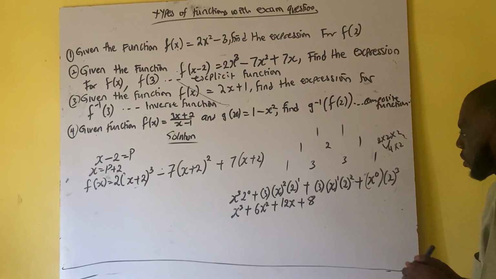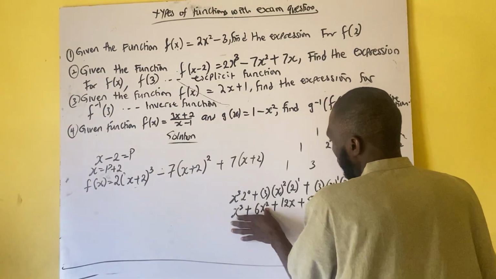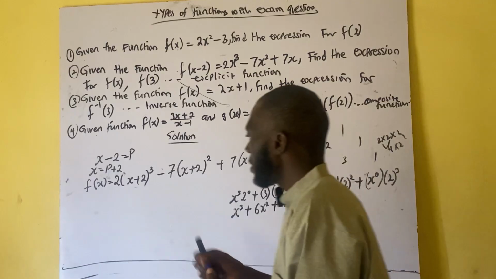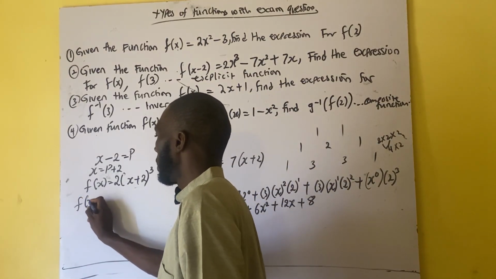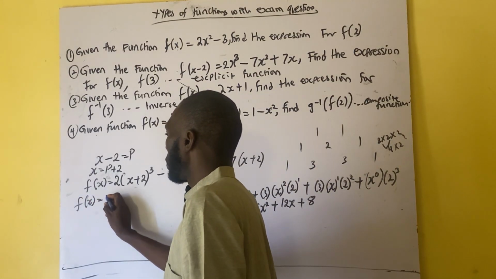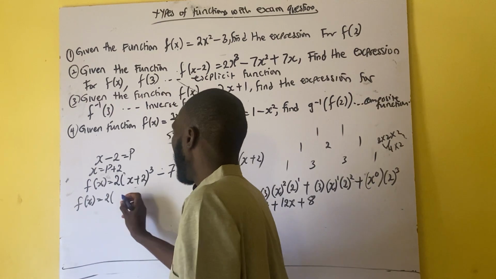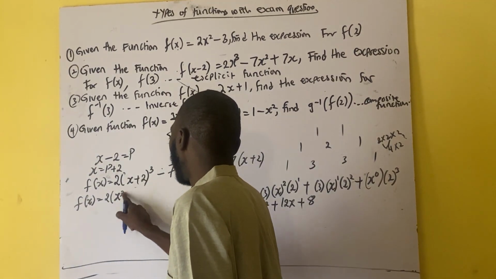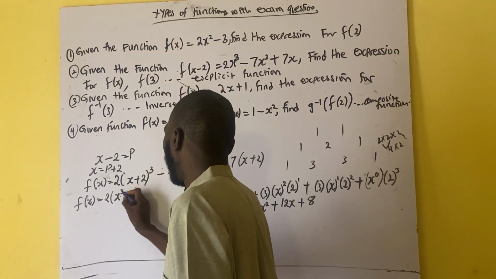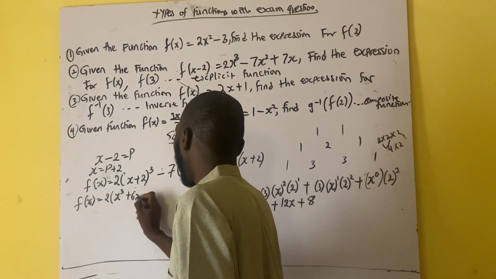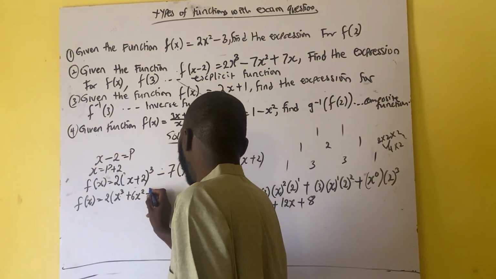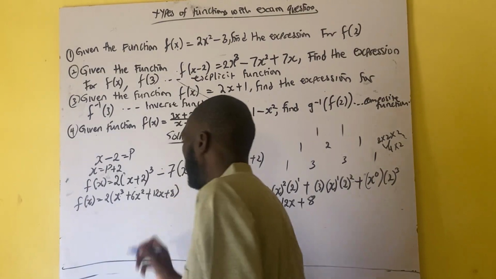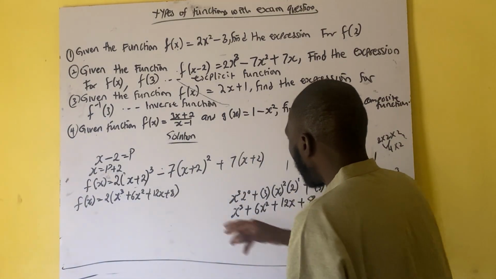So in the case of here, I'm going to input this inside this, as I want to expand this. So I'll be having this f of x here will be equal to 2, what I have here is now x cube plus 6x square plus 12x plus 8. So that is what this one means.